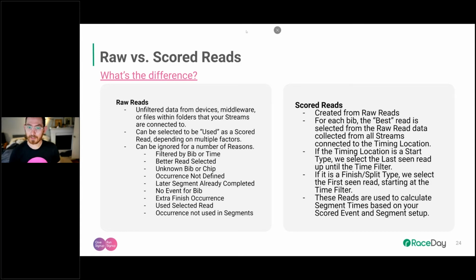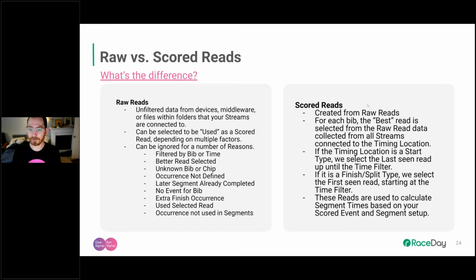And then scored reads, these are created from raw reads. For each bib, the best read is selected from the raw read data collected from all streams connected to that timing location. So it's going to gather up all the reads from all of the streams, put them all together into a big list of raw data, and then pick the best one based on the location type and the segment setup and all the other things going on in the system.